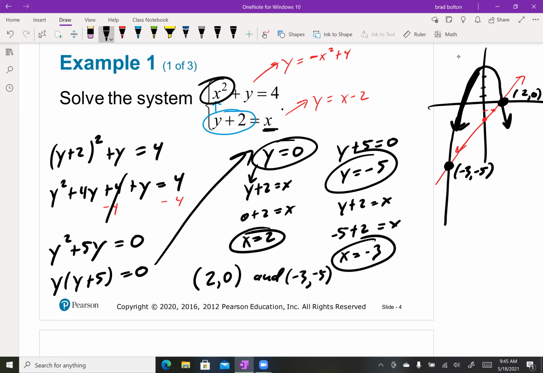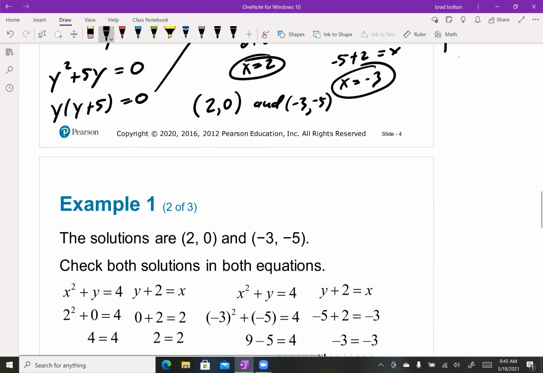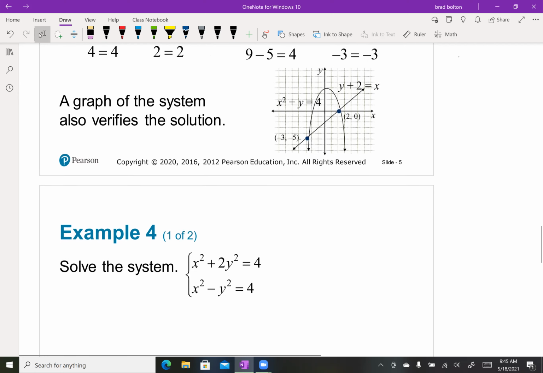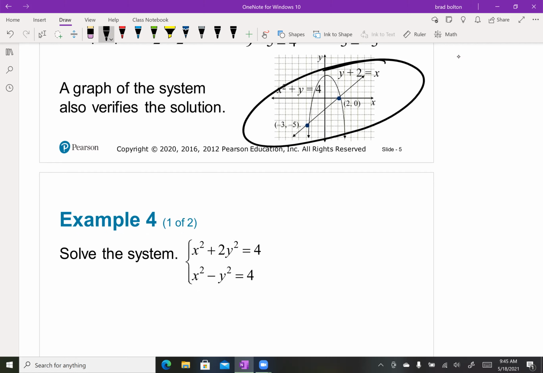Sometimes substitution is better, sometimes elimination is better. In general, I feel like they both should work most of the time, but there's normally one that's better than the other. Okay. All right. And as you can see, they have a little bit better drawing than I do right here. But it shows you just what we did right now.